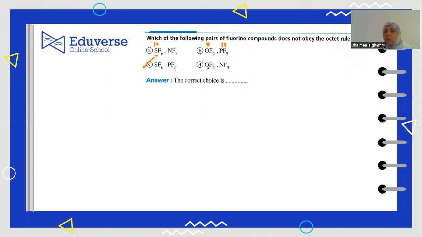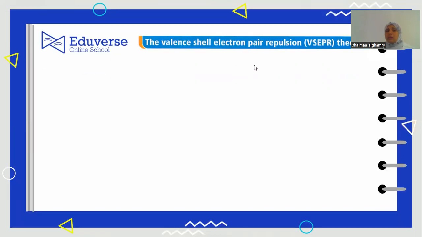Here OF2 obeys the octet rule, NF3 obeys the octet rule. So if you find the number of electrons greater than 8, it's not obeying the octet rule. If the number of electrons is less than 8, you should check if the atom has 3 lone pairs of electrons or doesn't have 3 lone pairs of electrons.